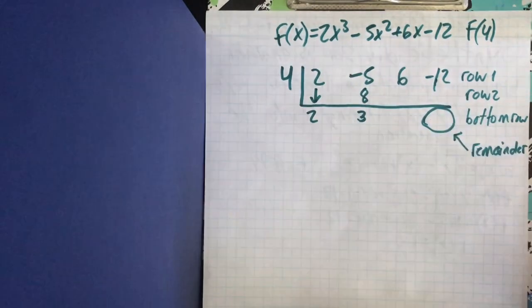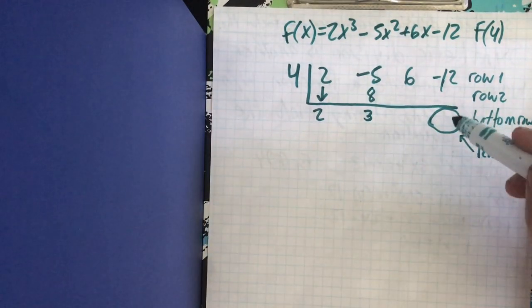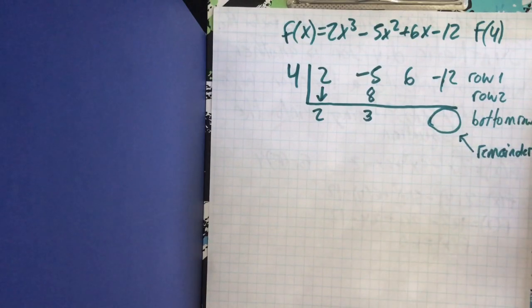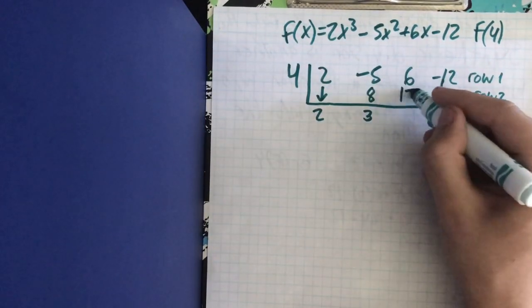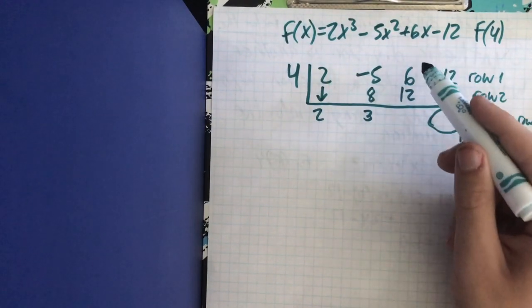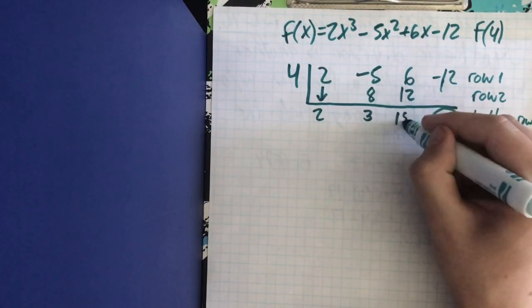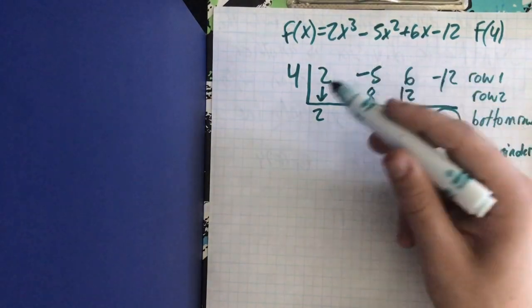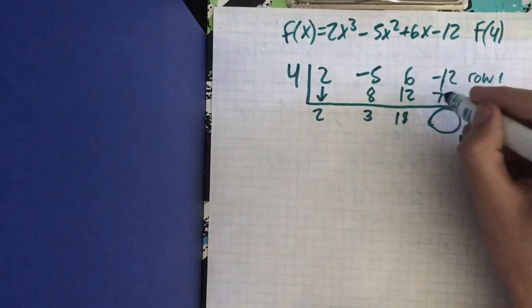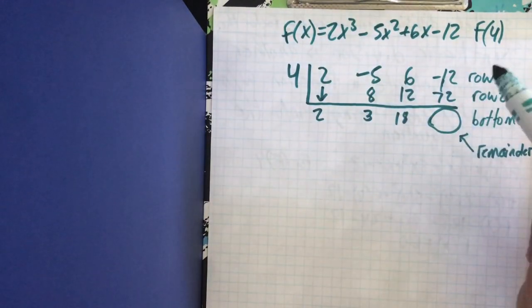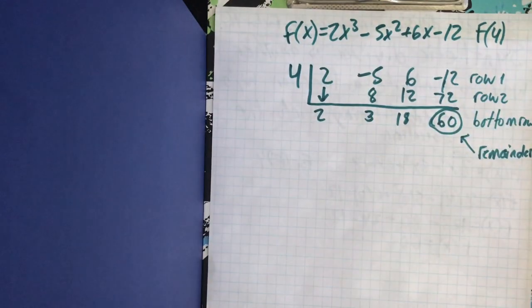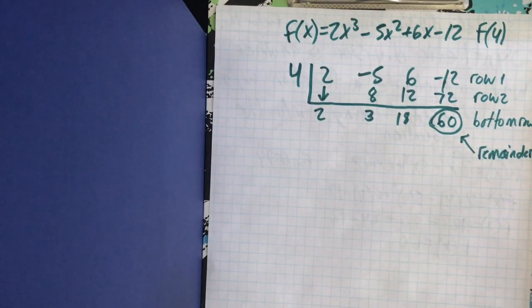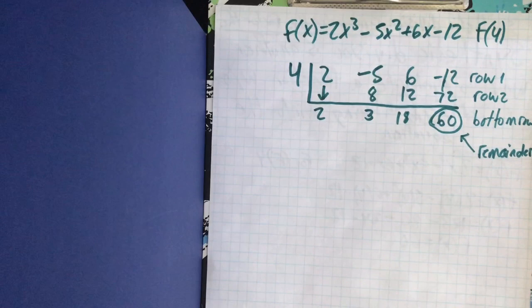And then we're going to repeat those steps until we get to this box right here, which is the remainder. So now we would multiply 3 times 4, which equals 12. And then you would add 6 plus 12, which equals 18. And then we would multiply 4 times 18, which equals 72. And then we would add 72 and negative 12, which would equal 60. Again, we have evaluated the equation as 60. And we have found our remainder, which is the 60.